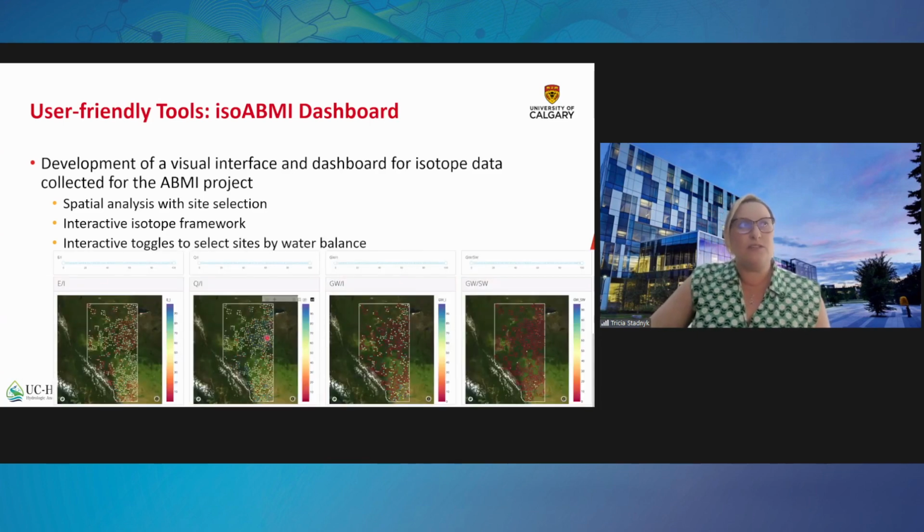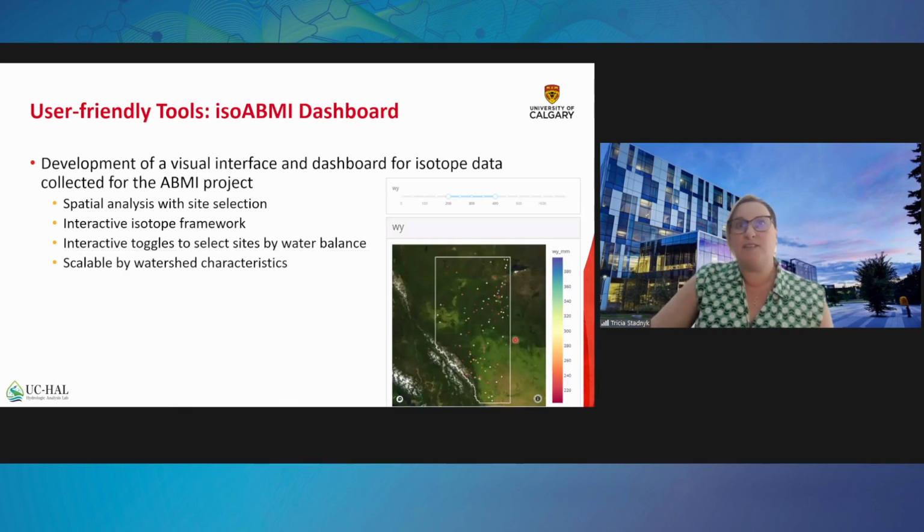You can also use interactive toggles for different hydrologic processes and water balances, such as E over I, Q over I, groundwater over inflow, and groundwater over surface water, in order to display sites within a particular range of any water balance indicator. And last, you can also scale by watershed characteristics. So here I'm showing water yield, but we also have drainage area, lake area, and mean depth as scalable maps that can be used, where you can see the isotope framework and the individual isotope sites as well.